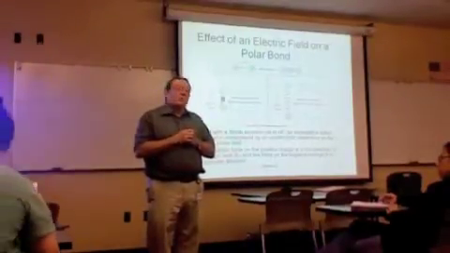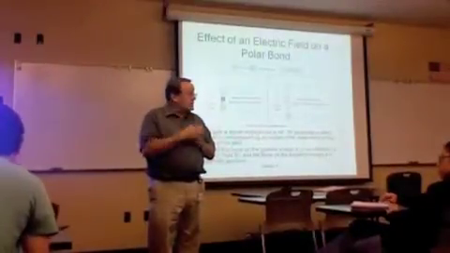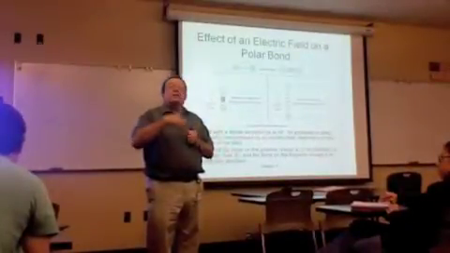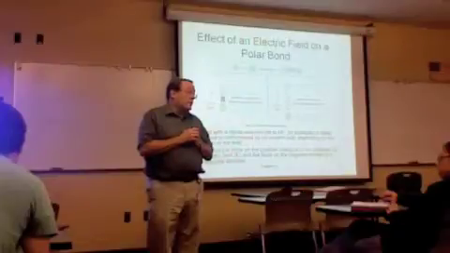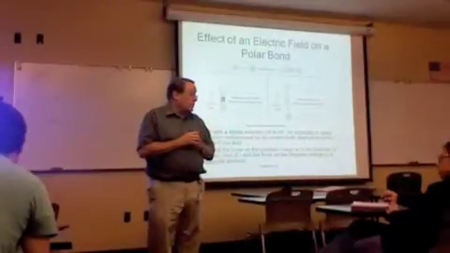So this 3N minus 6 formula tells us the number of possible bands. The real number of bands depends on polarity as well.